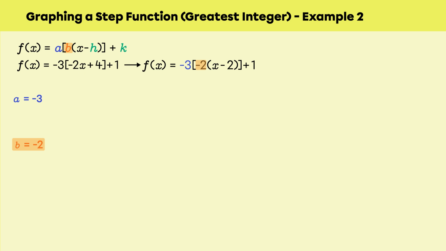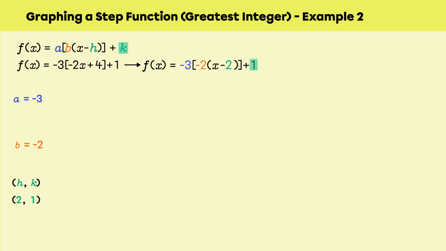b is -2. It might look like h is -2, but be careful with the signs. Even if there is a minus sign between x and 2, that doesn't mean that h is negative. In the basic rule, there is already a minus sign. h is the number just to the right of that symbol, so 2. And finally, k is 1.